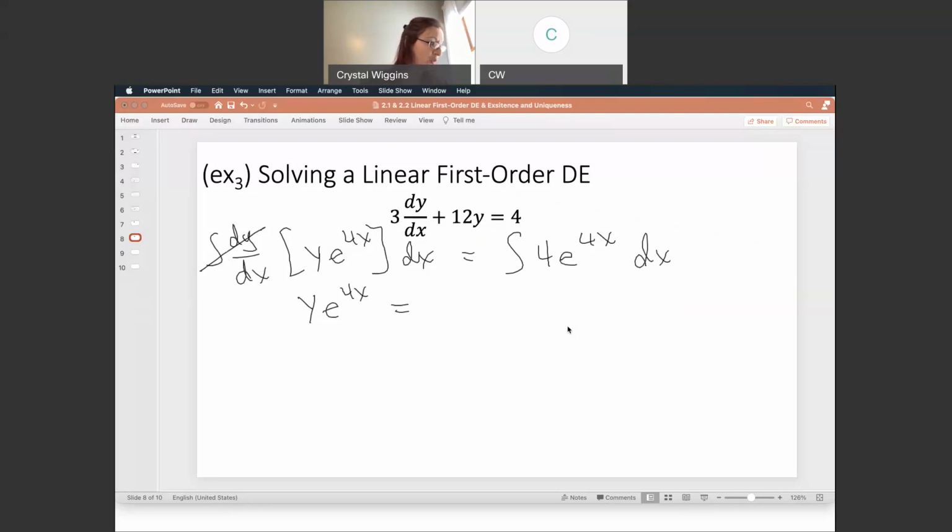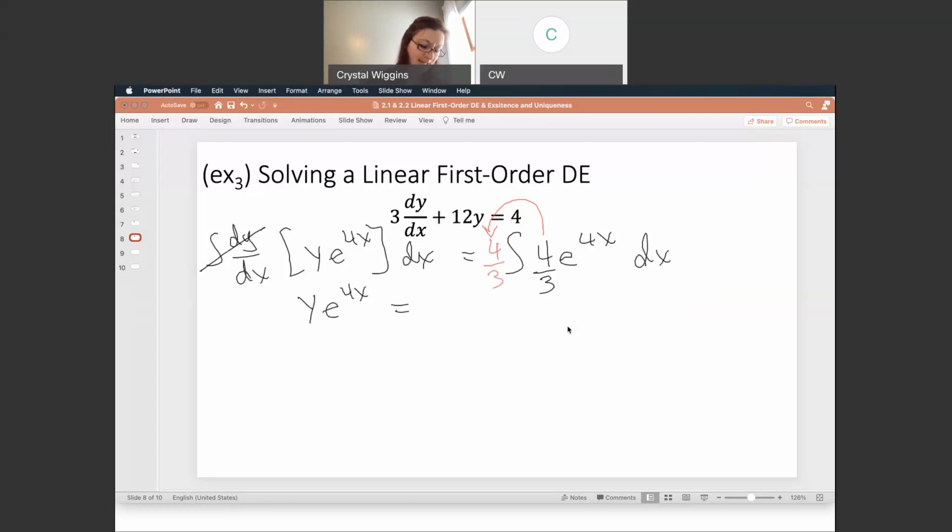And integrating 4e to the 4x is going to be a u substitution. Remember, any constants being multiplied by the functions can be taken out of the integral. So I am going to... oh, wait, it's 4/3, right? Okay, I did mess that up. I was looking at the original equation, but this should be 4/3 because we had divided by that 3 a long time ago. So that 4/3 can be taken out of the integral.